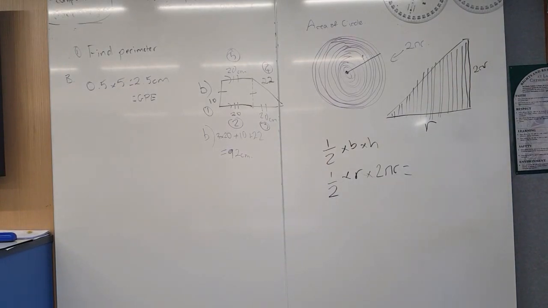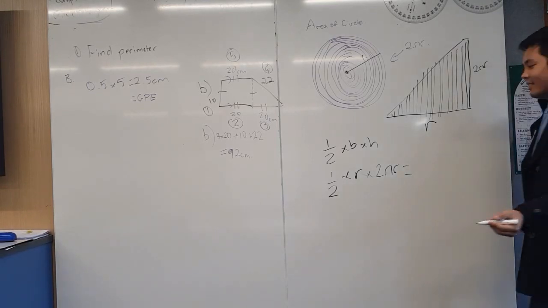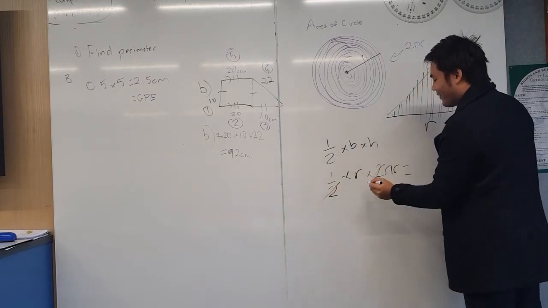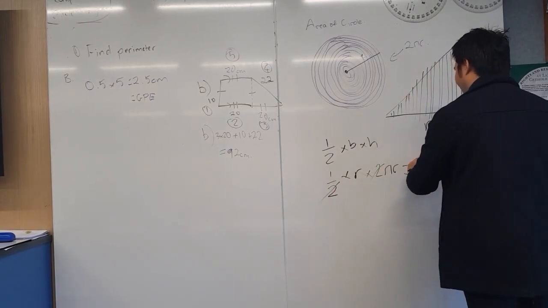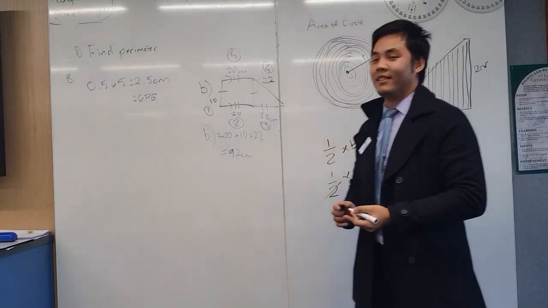Don't worry about that. So you cancel it out, right? And that's equal to pi r squared. Don't worry about that. Okay.